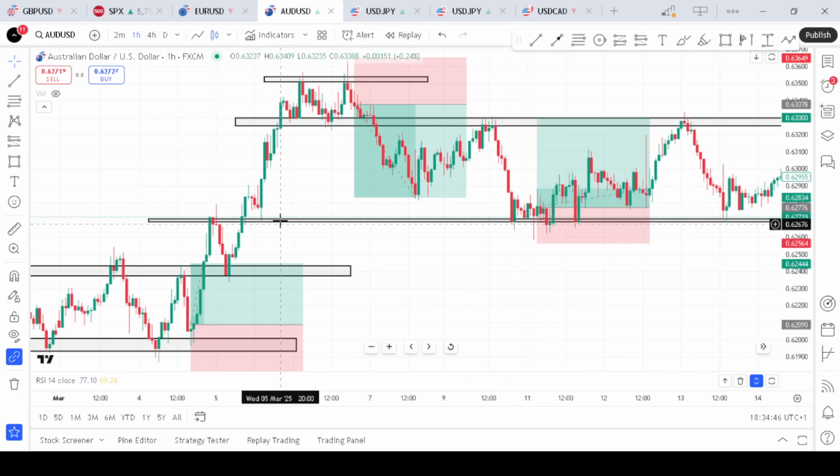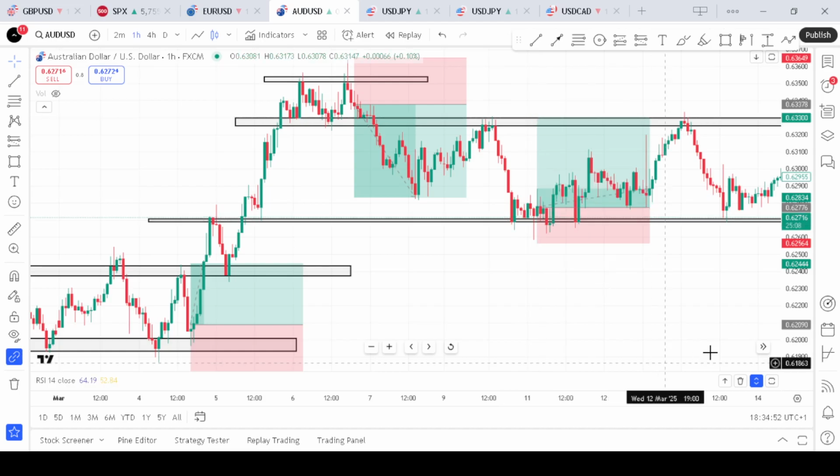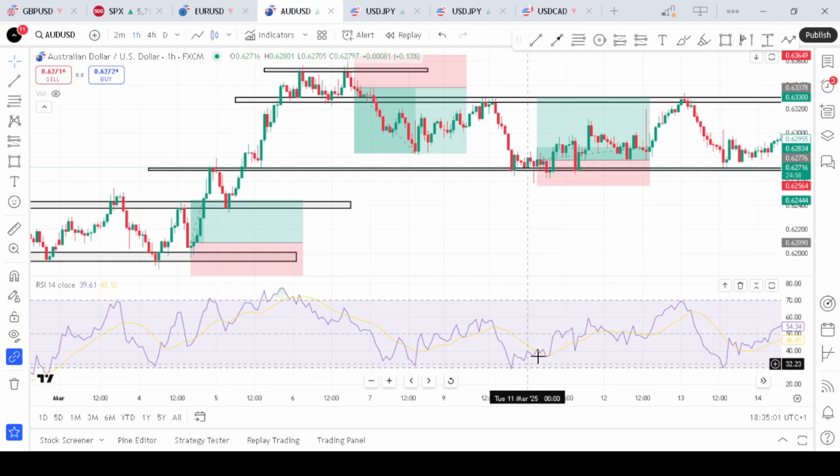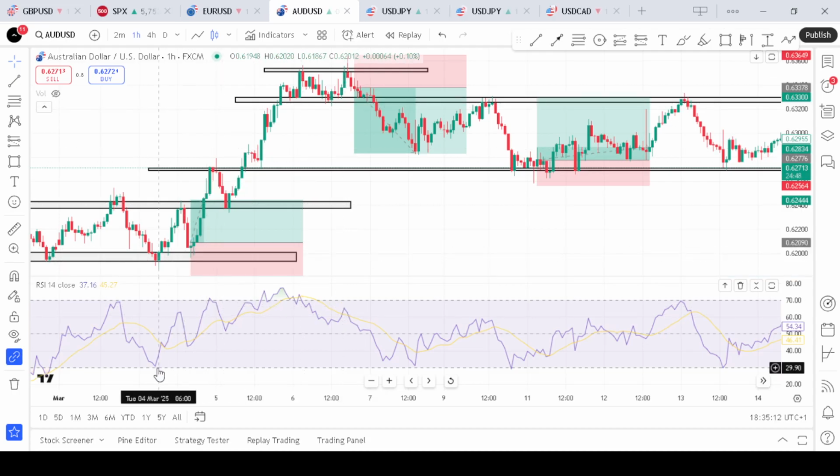Step 6 can be to verify these entries with other indicators such as the RSI. As we can see, in this area we saw a signal of an oversold condition, signaling the market wanted to reverse to the upside, and that's what happened here. This area in the market showed an overbought condition. This area also showed an oversold condition that is reversing to the upside. This is how you combine other technical indicators to give yourself more confidence in your trade.